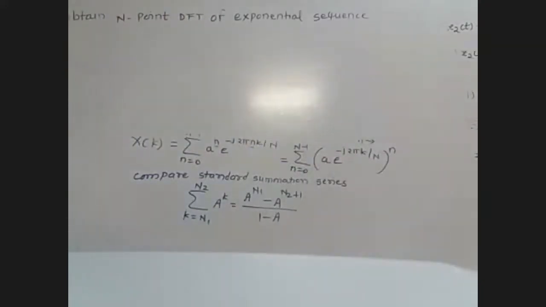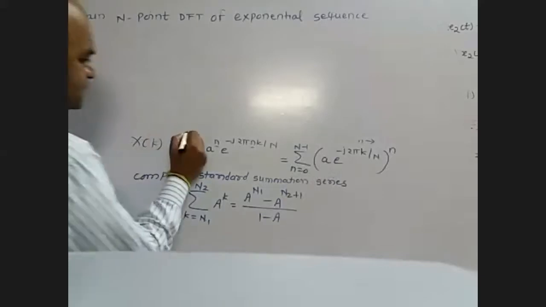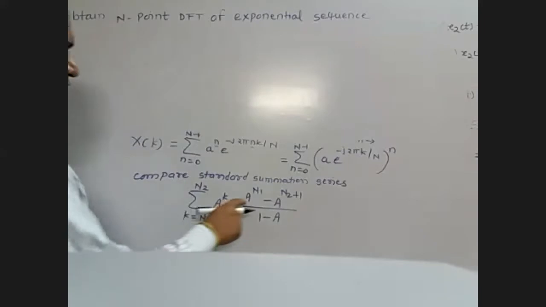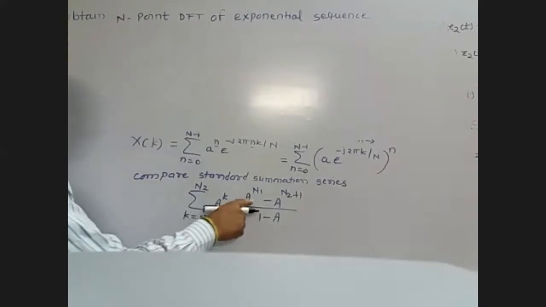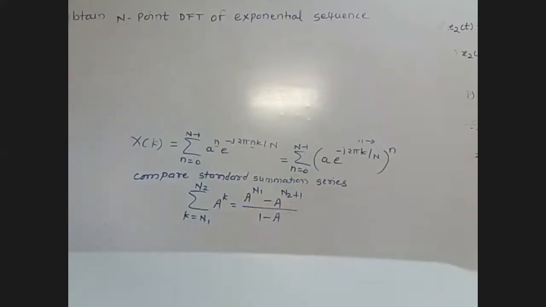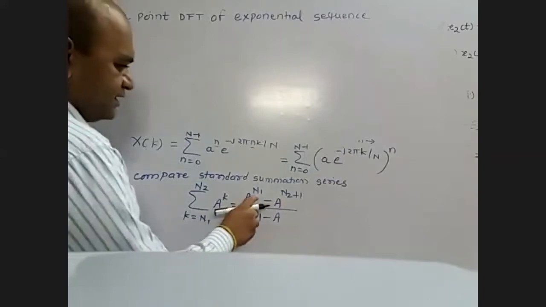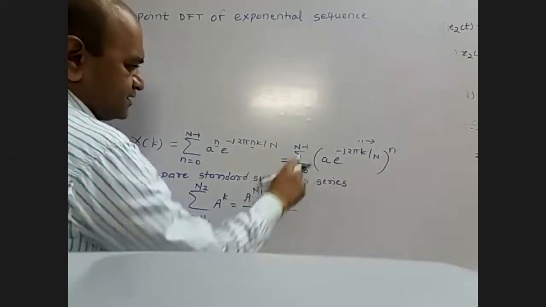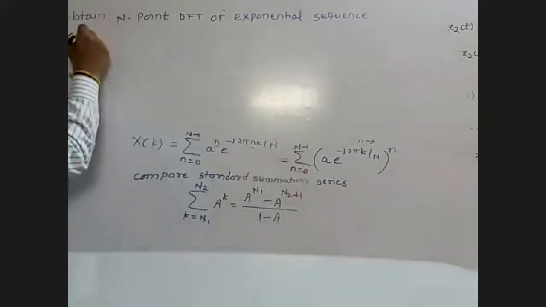Now here n minus 1 is present. Okay. Now we compare it. What is n1? What is n2? So that's why we consider here n1 is n equal to 0, and what is n2? N2 is n minus 1. I am writing here.